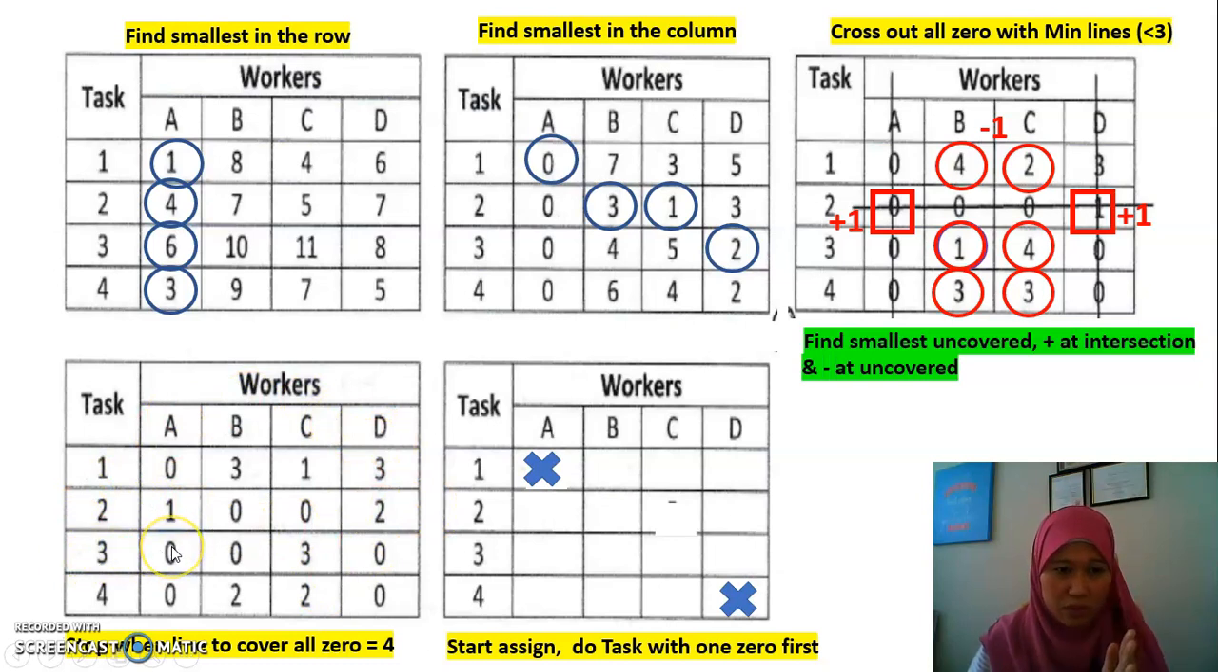This one has been used. Worker D also has been used. The only available zero for task 3 is for B here. So I put 3 and B. And definitely B has been used for task 3, so task 2 is going to be assigned to C. Once you complete the assignment, you need to calculate the cost.